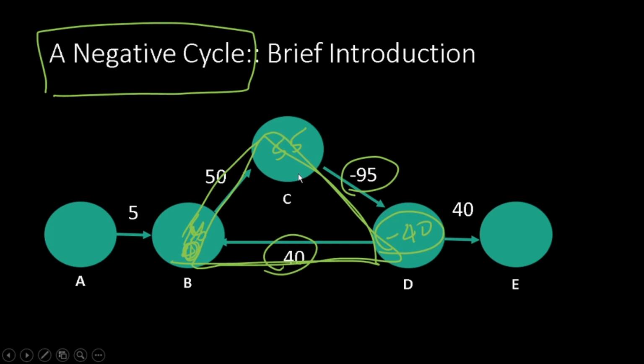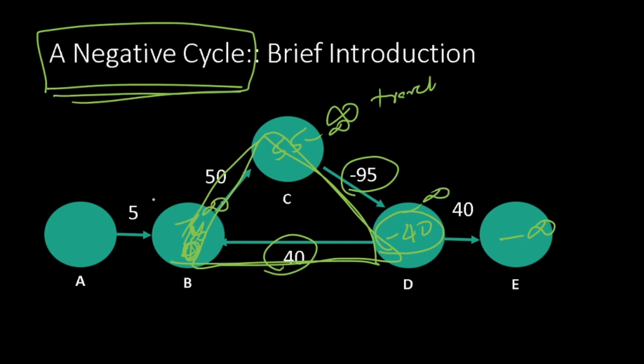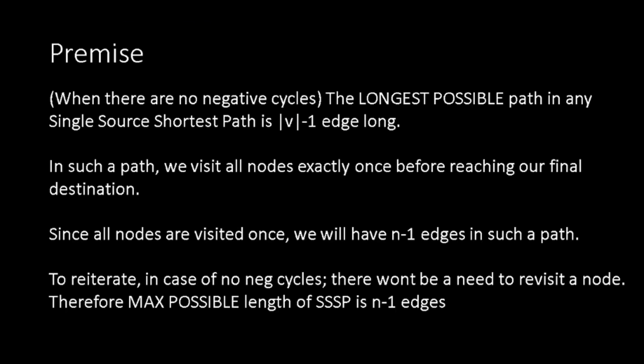Does that make sense? So in other words, you will infinitely travel in this loop and eventually the distance you will label as minus infinity, and all this will become minus infinities. Okay, so this is called a negative cycle. This is important. Just understand what a negative cycle is and be done with it for now.